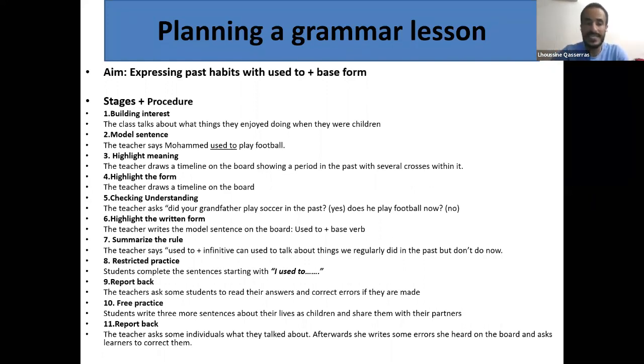Then, number 10, free practice. Students write three more sentences about their lives, or they can discuss. Talk with your partner about what activities you did in the past, but now you don't. Start with "I used to." Discuss with your partners. Conversations, role plays, debates. "I don't like these past habits. I like this," okay. Now, is it clear so far when we have gone deeper into the stages? Is it clear so far? So this sample will help you a lot when you are planning grammar. It's really very obvious. Okay, so hopefully everyone said yes, thank you.